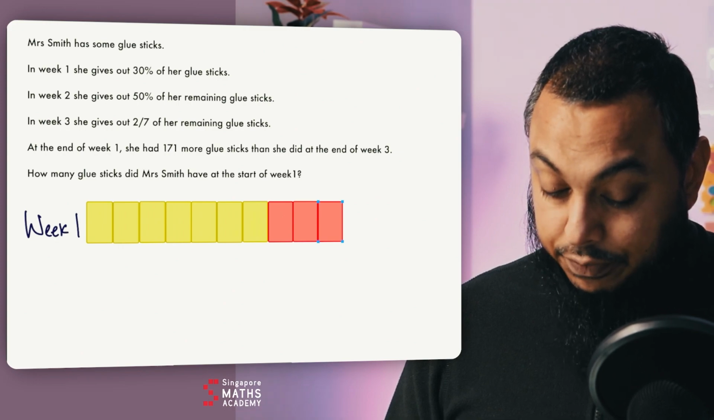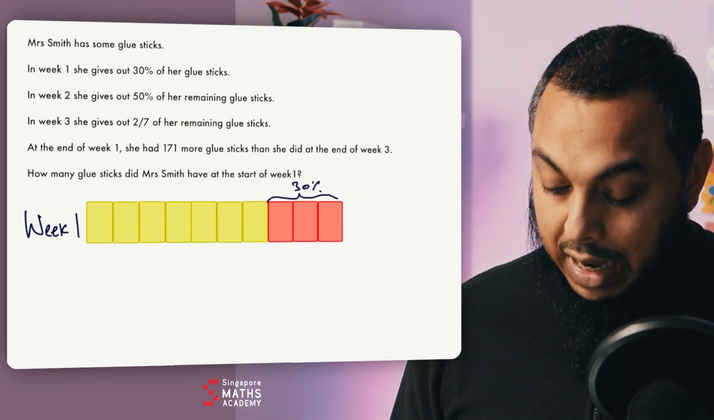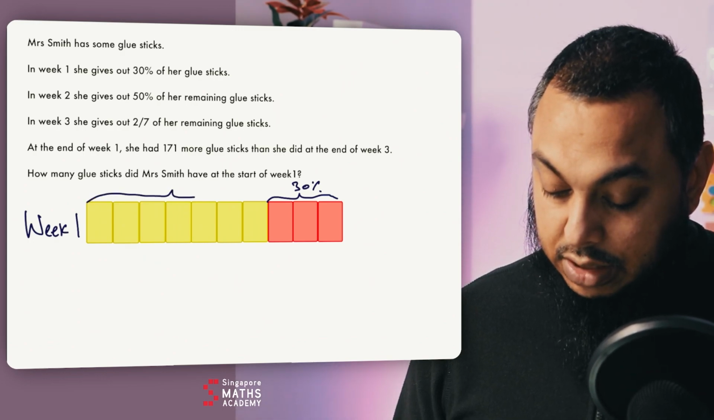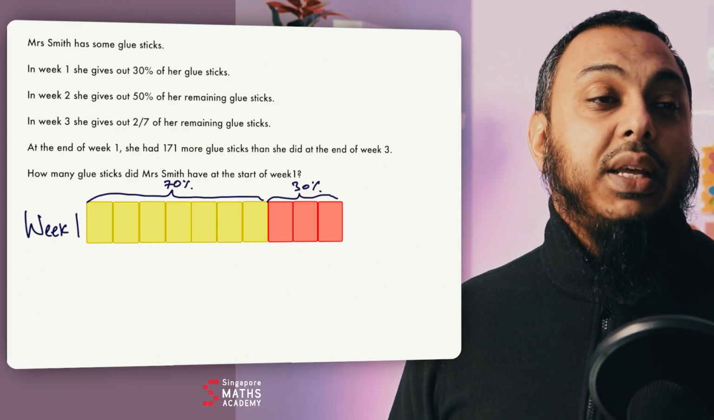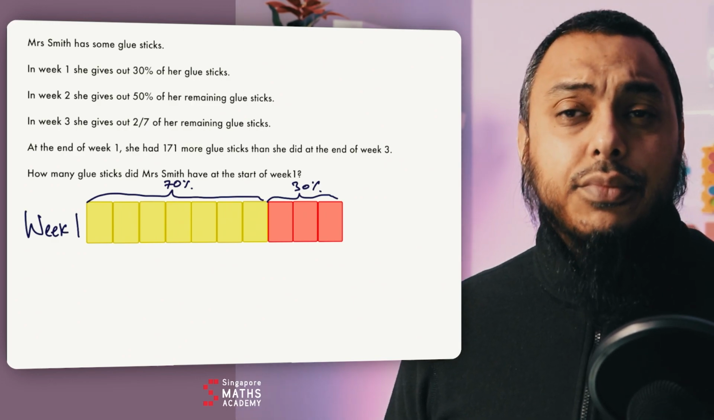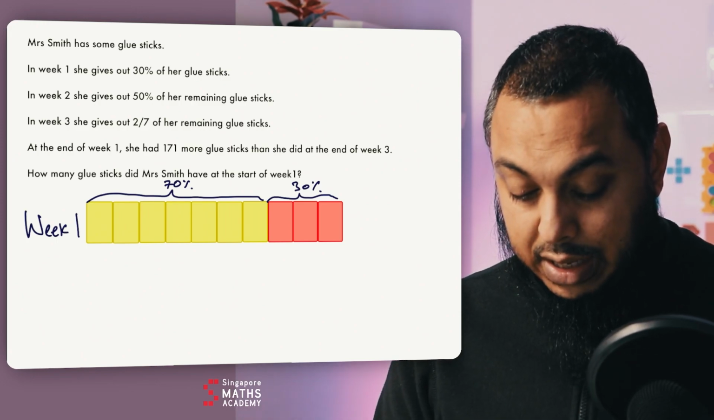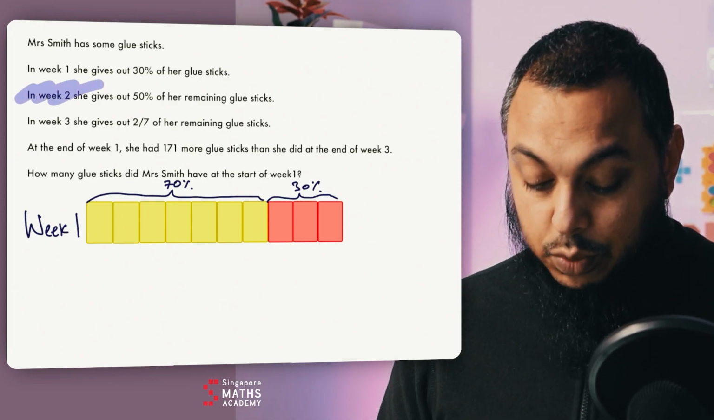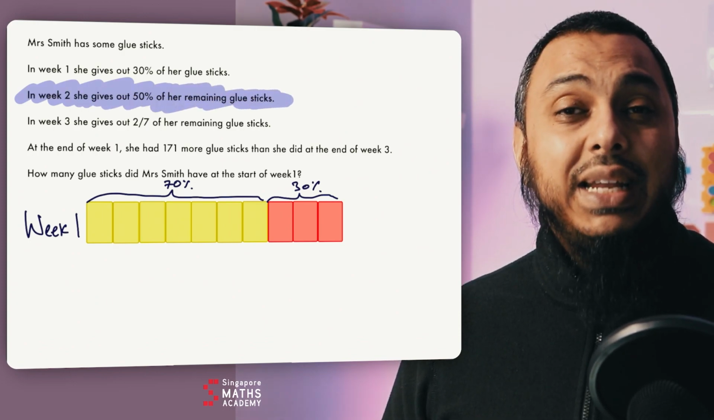So she gives out 30%, and she's got 70% left. There we are. So what's the next step then? Well, the next step is for us to work out what happens in week 2. So week 2, she gives out 50% of her remaining sticks.